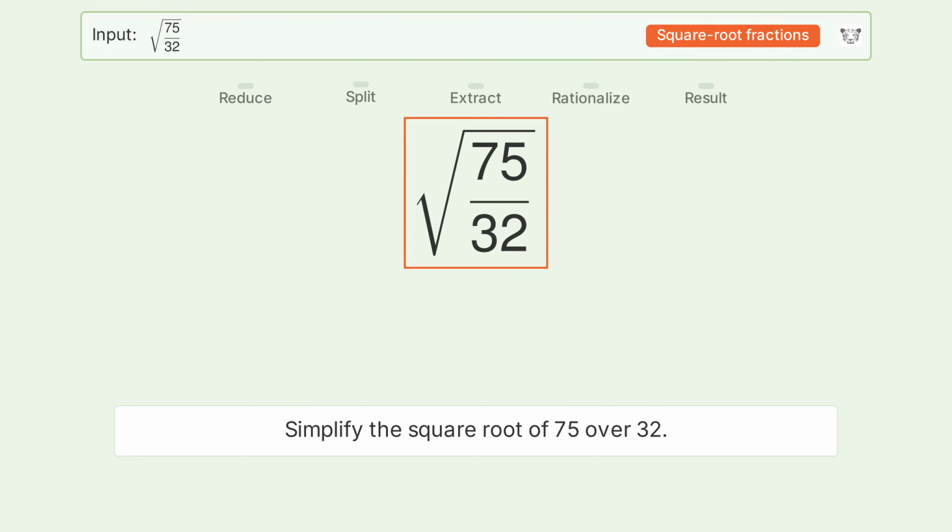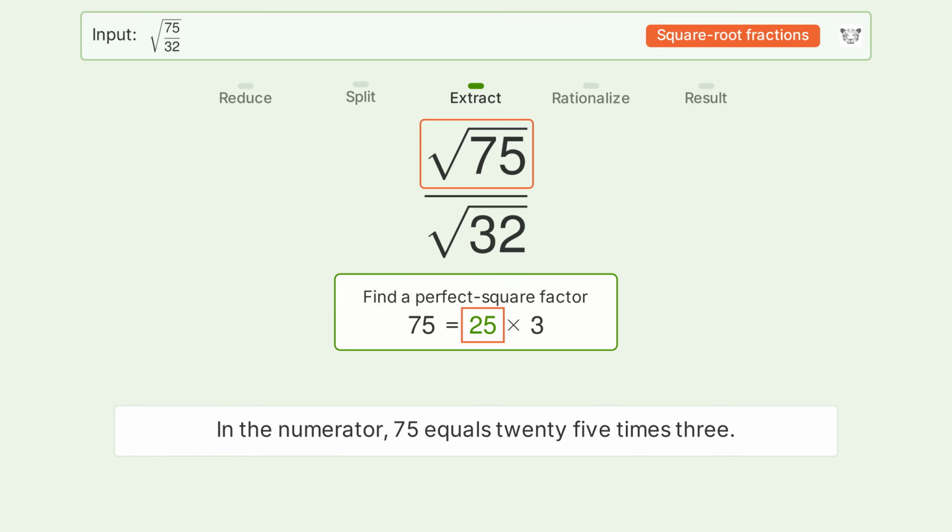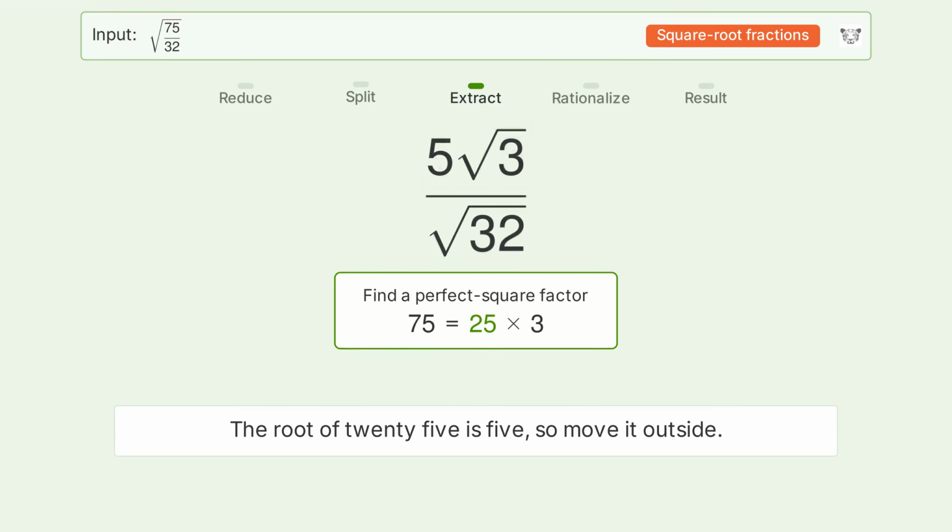Simplify the square root of 75 over 32. Take the square root of the numerator and denominator separately. In the numerator, 75 equals 25 times 3. The root of 25 is 5, so move it outside.